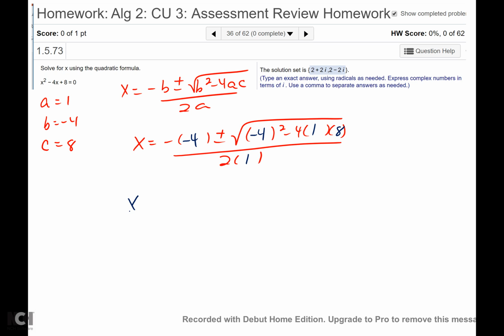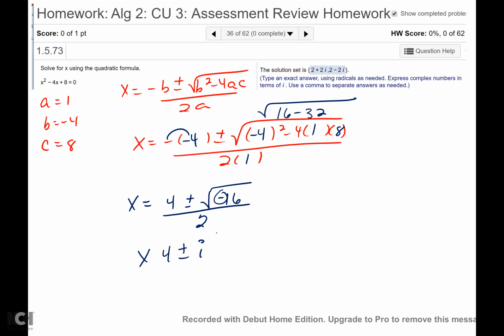If I simplify, I have a +4 plus or minus the square root. This is going to be 16. This is going to be -32. So that's going to give me the square root of -16 all over 2. When you simplify that radical, the negative comes out as i, and the square root of 16 is 4.